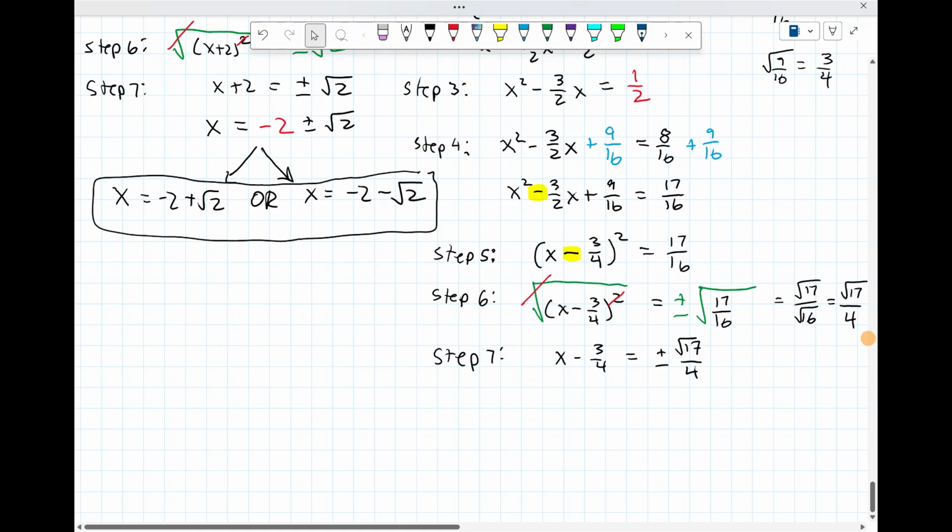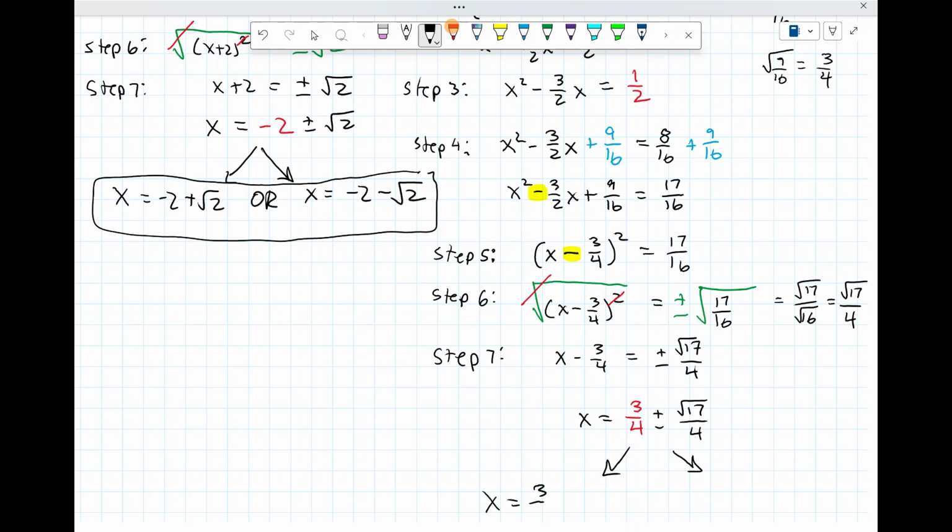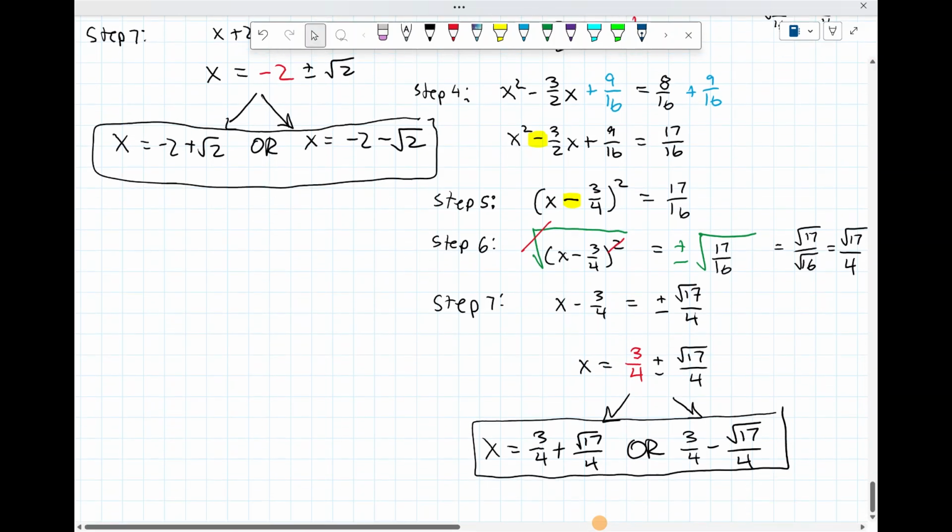And to solve for x, I'm just going to change that negative 3/4 into a positive 3/4, move it to the other side of the equal sign, and we have our final answer. So this means that x equals 3/4 plus the square root of 17 divided by 4, or 3/4 minus the square root of 17 divided by 4. And that is my final answer on this one.